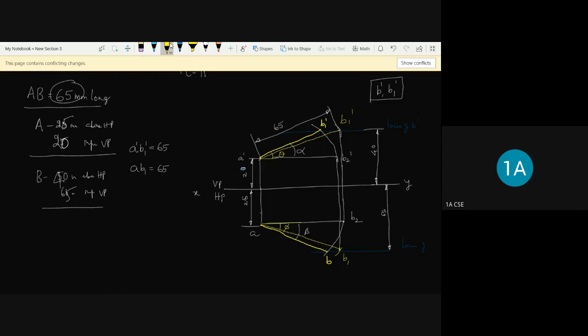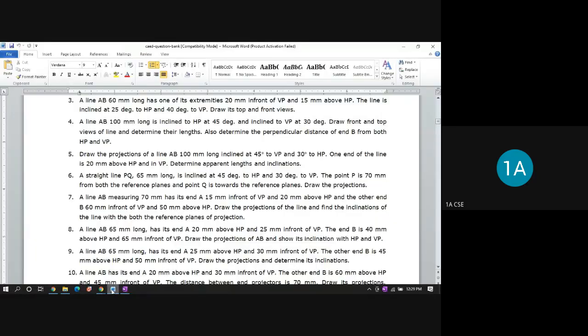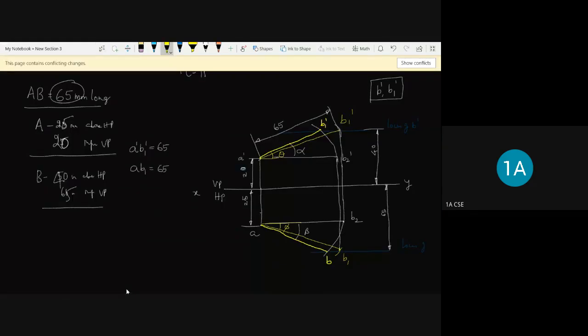So these are the dimensions we have to represent, and what is he asking? He is asking to find out the projection of AB and show its inclination with HP and VP. Its inclination with HP and VP in the sense, both the true inclinations as well as apparent inclinations, both we need to show. That is theta, phi and alpha, beta. Clear?